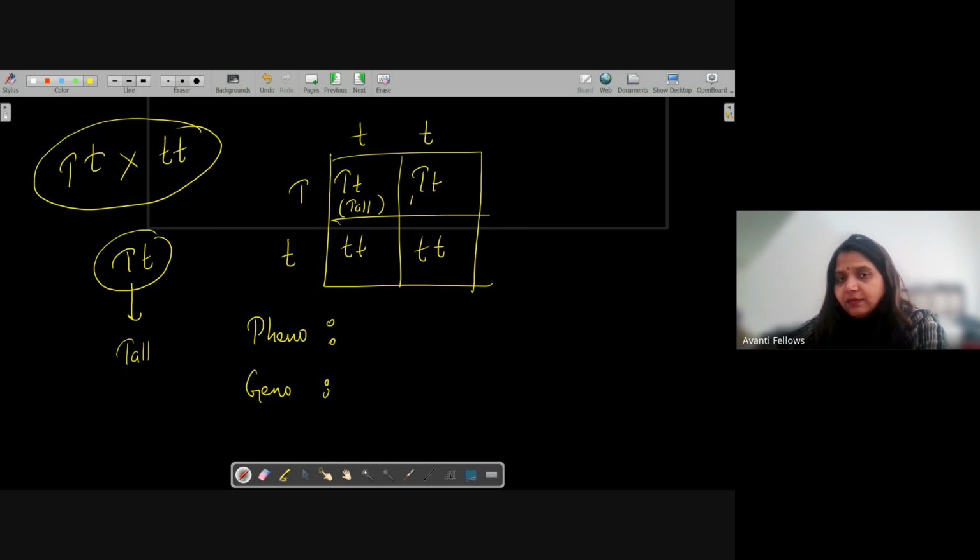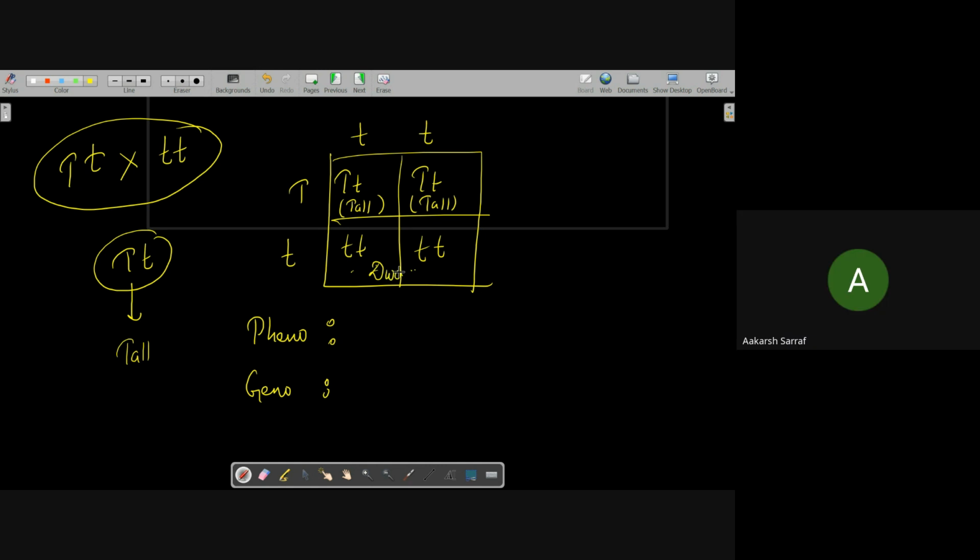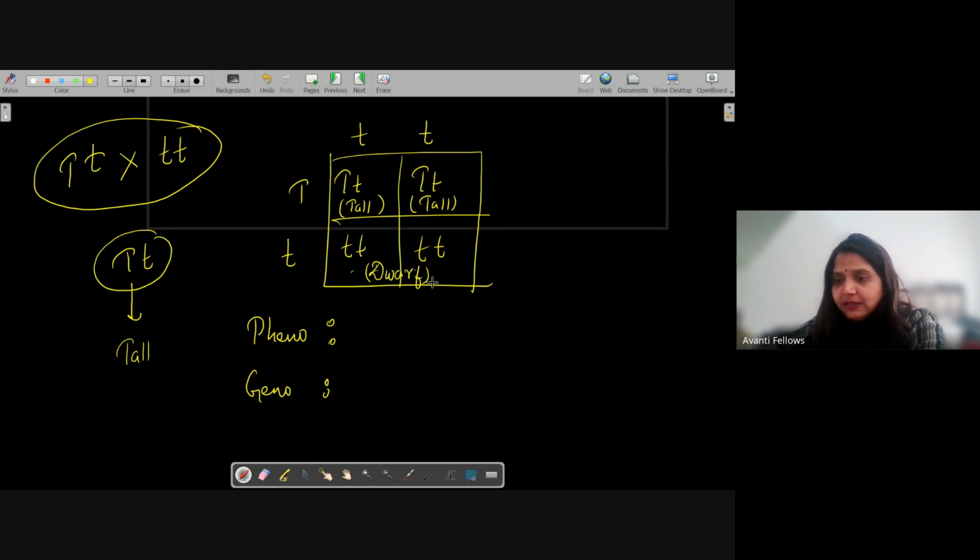What kind of plant this particular is going to make? Tall again, right? And what about these two? Akarsh. Not too short as the other recessive traits. Okay, they are the recessive alleles, so they are going to make dwarf plant. All right. Okay, ji. So what is the ratio now? How many tall? How many dwarf?